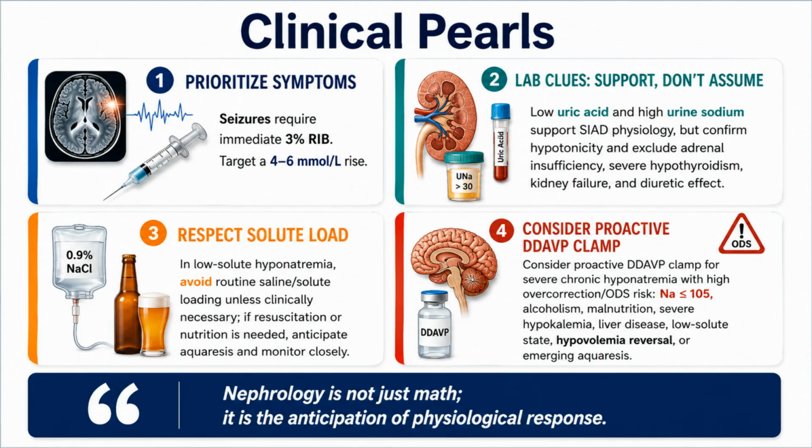Third, respect solute load. In low solute hyponatremia, saline, food, protein, tube feeds, or urea can trigger brisk water excretion and rapid correction. Monitor urine output and sodium closely. Fourth, consider a proactive desmopressin clamp when the risk of overcorrection is high. Sodium around 105, alcoholism, malnutrition, severe hypokalemia, liver disease, low solute state, hypovolemia after reversal, or emerging aquaresis. The final teaching point is that nephrology is not just math. It is the anticipation of physiological response.